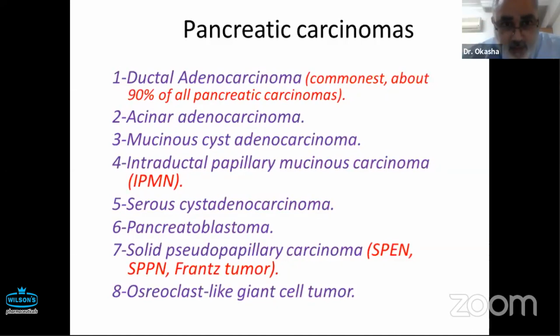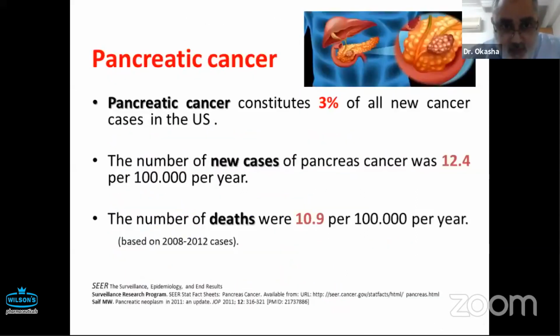Pancreatic carcinoma may also be acinar adenocarcinoma, mucinous cystadenocarcinoma, intraductal papillary mucinous neoplasm, serous cystadenocarcinoma, pancreatoblastoma, especially in children, solid pseudopapillary tumor, Frantz tumor, and the rare osteoclast-like giant cell tumor.